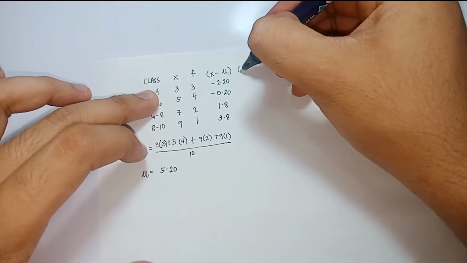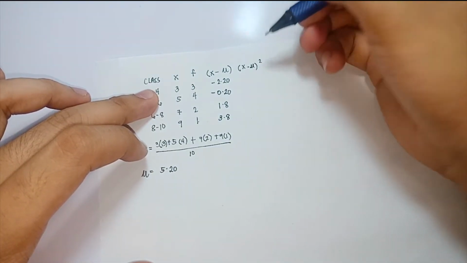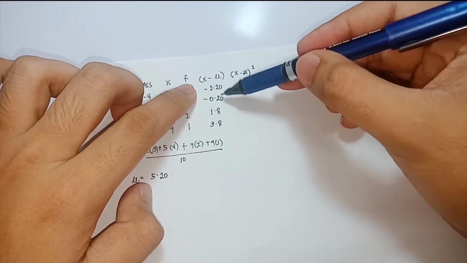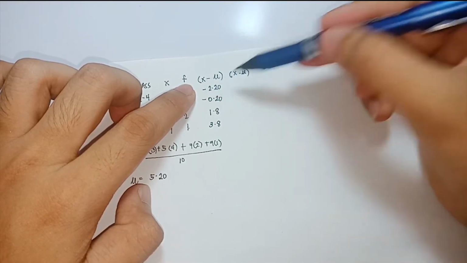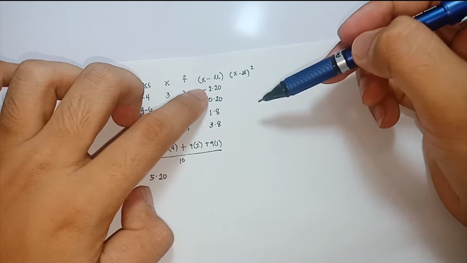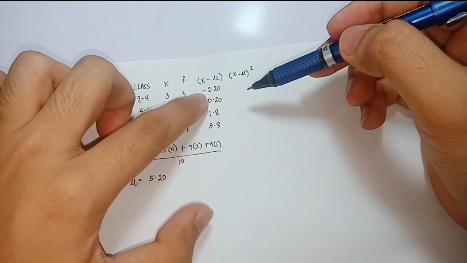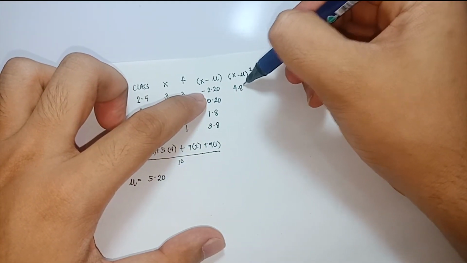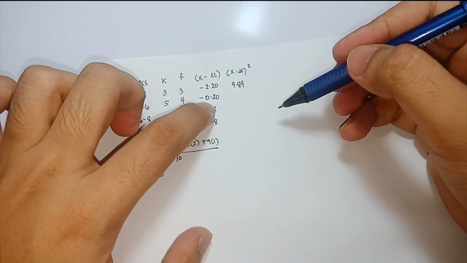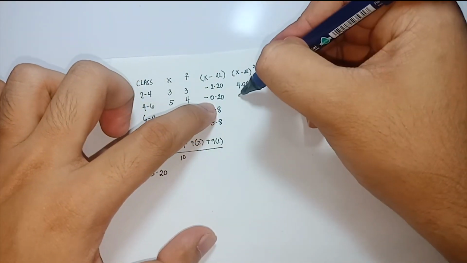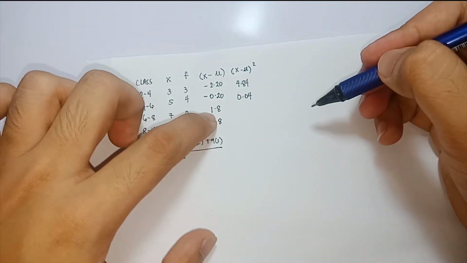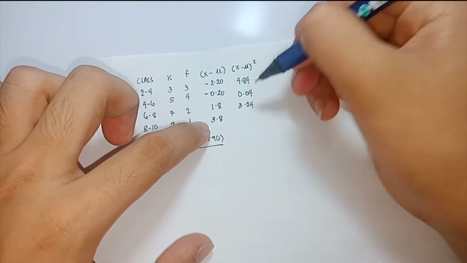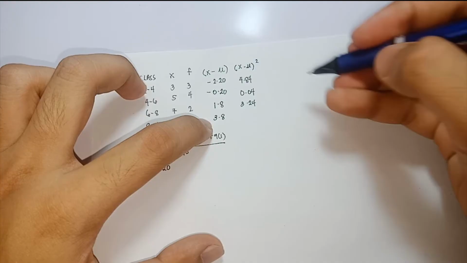Next column is x minus mu squared. So, meaning, etong column na to, i-square lang natin yung mga numbers na to. Yun yung ilalagay natin dito. Okay, now, square ng negative 2.2. So, using our calculator, we have 4.84. Then, square ng negative 0.2, that is 0.04. Square ng 1.8, we have 3.24. Then, square ng 3.8, we have 14.44.